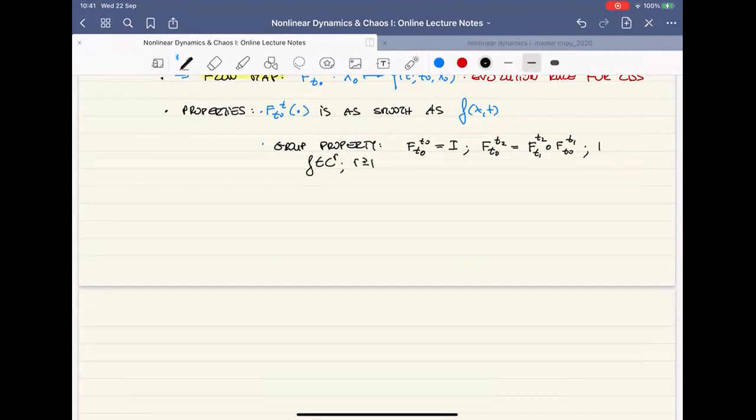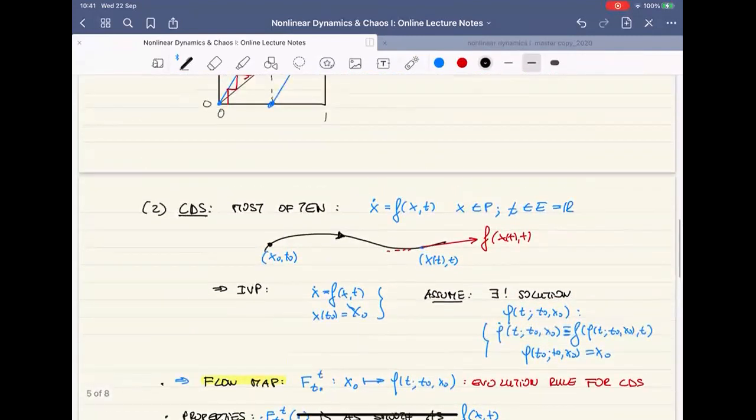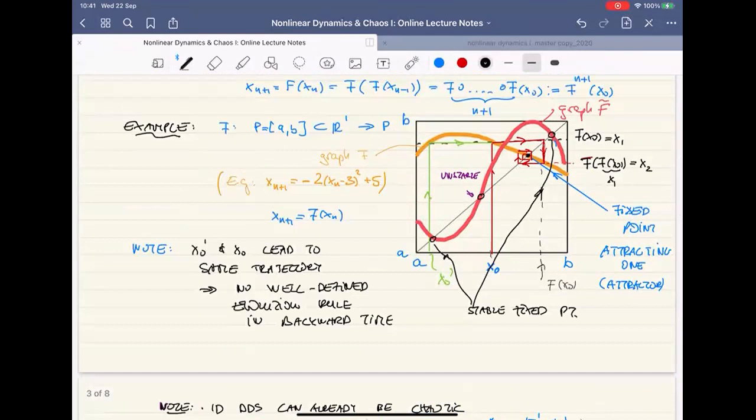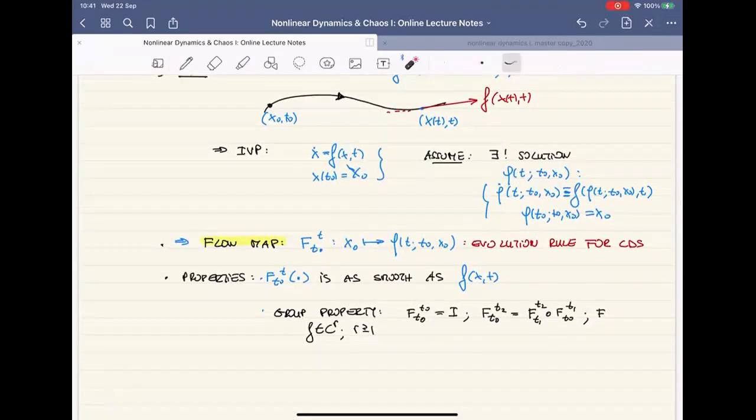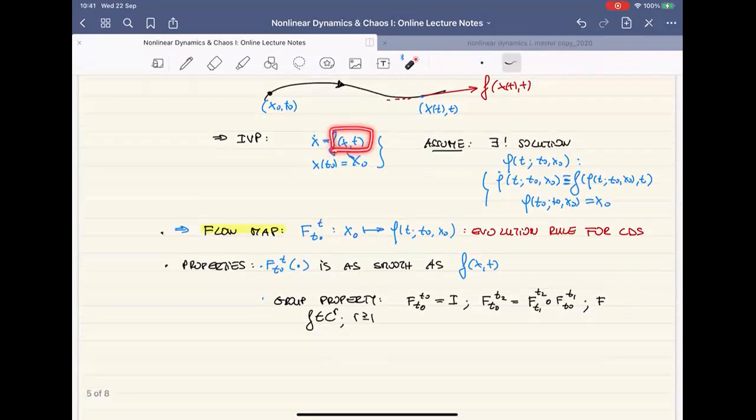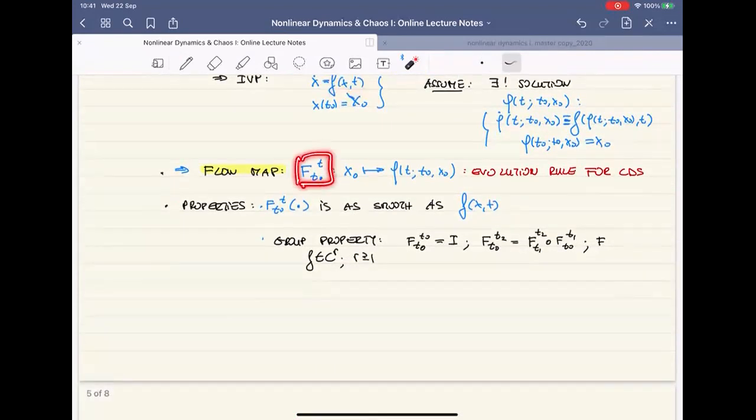And finally, if you ask, can I go back? That was not a trivial question in the case of a discrete dynamical system, because if the function is non-invertible, as both of these are, then you cannot uniquely go back. The good news is that if the right-hand side is smooth, it doesn't have to be actually one-to-one, but as long as it's smooth, then the flow map will inherit that property, as well as it will become one-to-one. So even though the right-hand side is not a one-to-one function, the flow map will be.